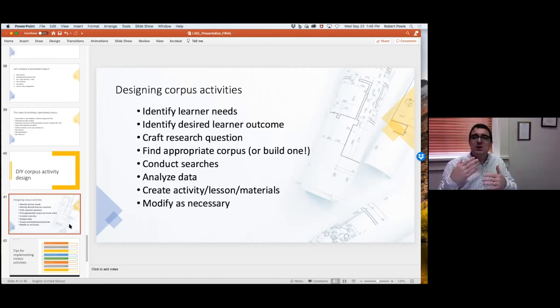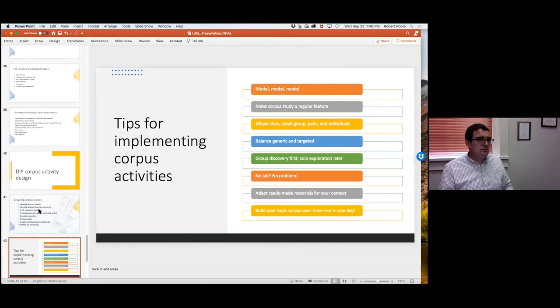So I'll close with some tips for doing corpus activities in the classroom. Model: show students yourself doing searches, let them see the process. This relates to that second item of making it a regular feature of class. I don't think it can be tremendously successful if you do a training, then maybe 6 weeks later you do an activity, and then a couple weeks later another. Try to incorporate it or make it a regular feature. I think then the affordances can be more fully realized.